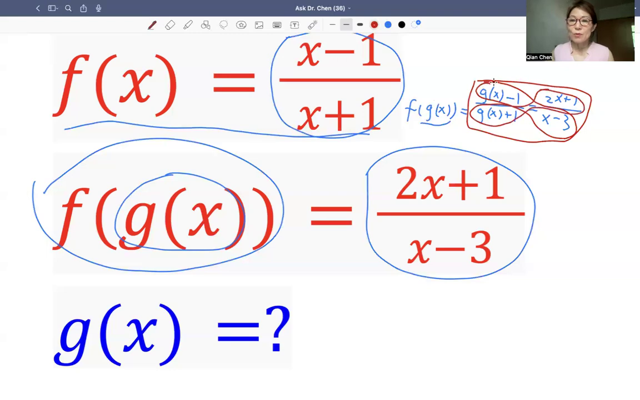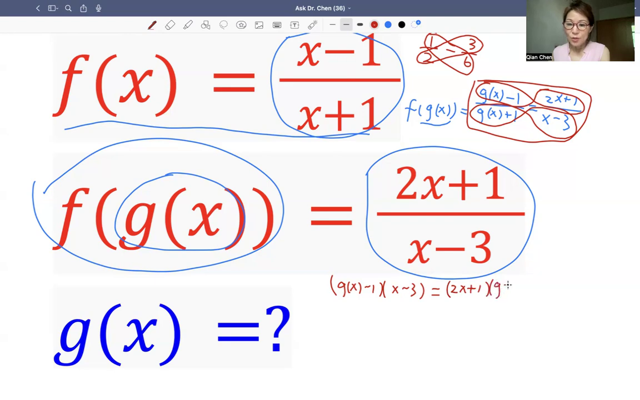Why this is true? Let's use a simple example. We know half equals 3/6. How do we prove? We cross multiply. 2 times 3 is 6. 1 times 6 is 6. So this is cross multiplication. So allow me to write here. So we have g of x -1 multiplied by x - 3. That equals to 2x + 1 multiplied by g of x + 1.